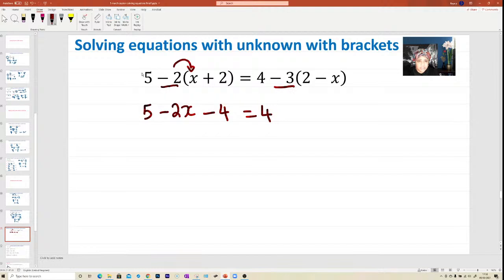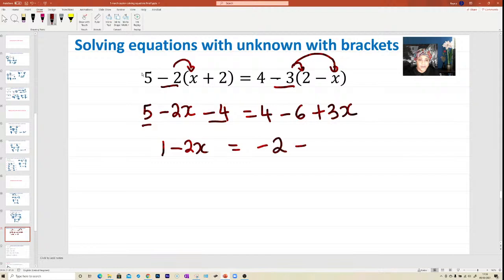And then here it's negative 3. So 3 times 2 is 6, but this 2 is positive, so negative times positive is going to give you negative 6, okay? And now 3 times x is 3x, but negative times negative is positive, so that's going to give you positive 3x. Now let's collect all the like terms. 5, negative 4, those are the like terms, so 5 take away 4 is 1. Take away 2x equals 4 take away 6, which is negative 2, plus 3x.